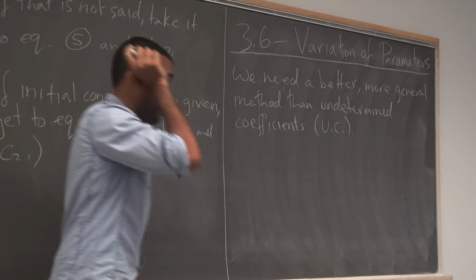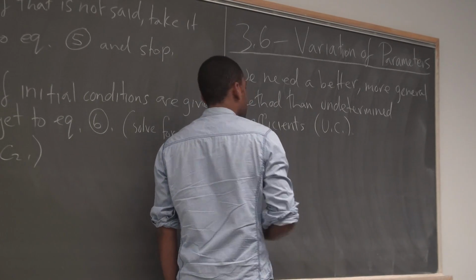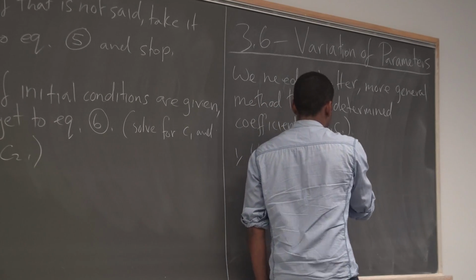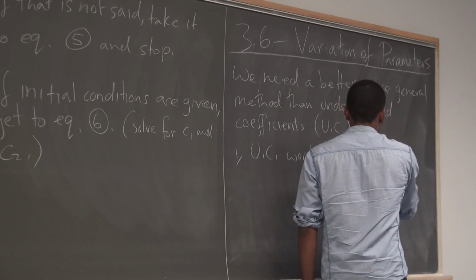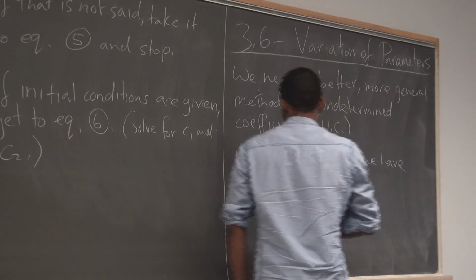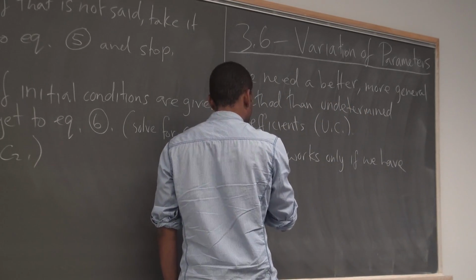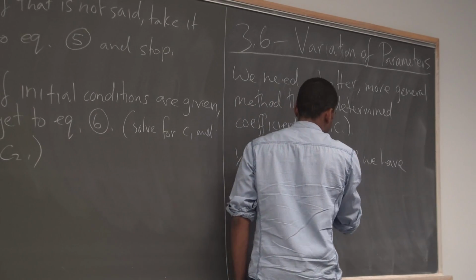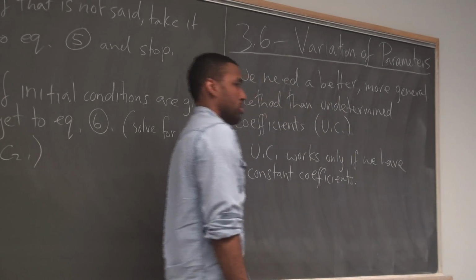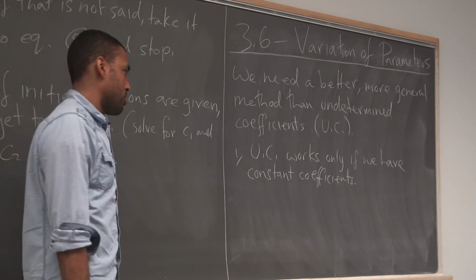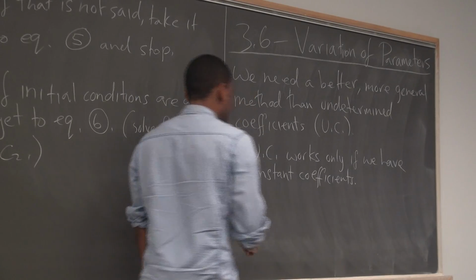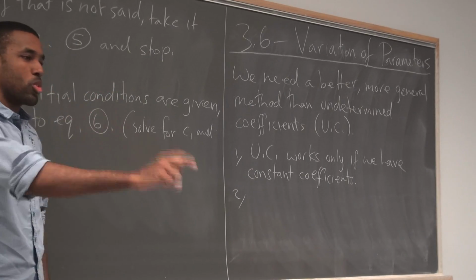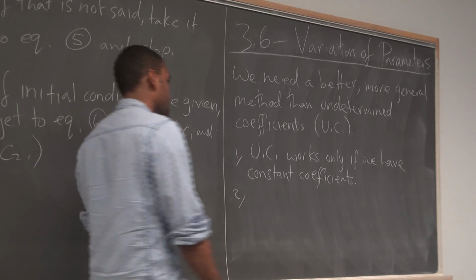I'm going to call undetermined coefficients UC. One, undetermined coefficients works only if we have constant coefficients. So if you end up with a differential equation that doesn't have constant coefficients, you are out of luck. Undetermined coefficients relies on the fact that we can make things similar, right? Well, things aren't similar anymore if you're multiplying by variable functions.